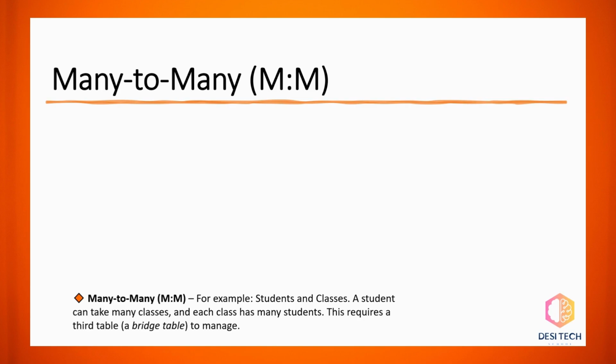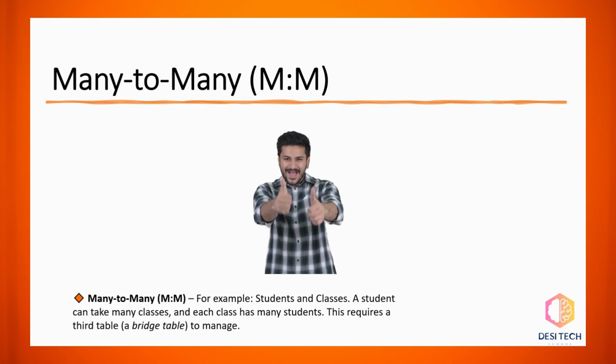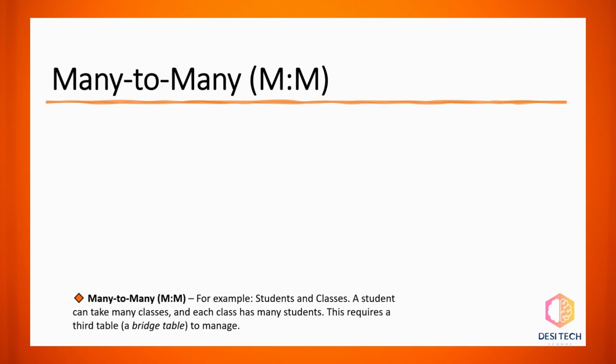Let's talk about something important in data modeling now. It's called the many-to-many relationship. Now don't let the name scare you. It's quite simple once you get the idea. Let me give you an example you all might know.